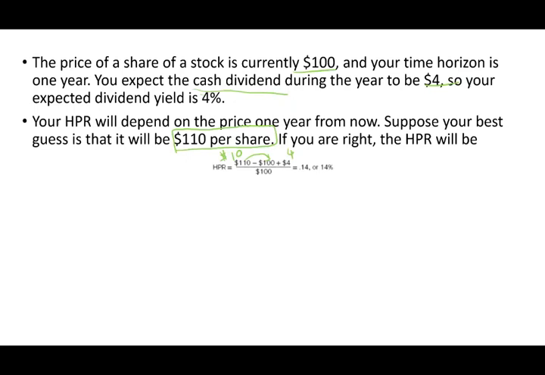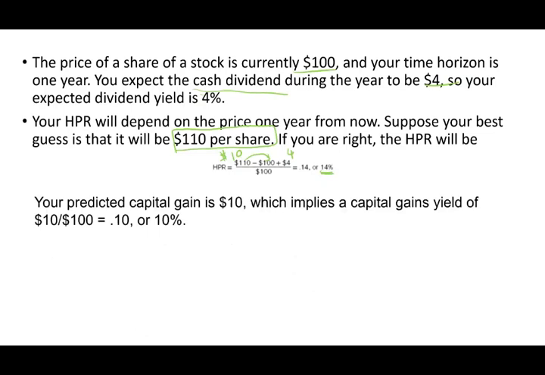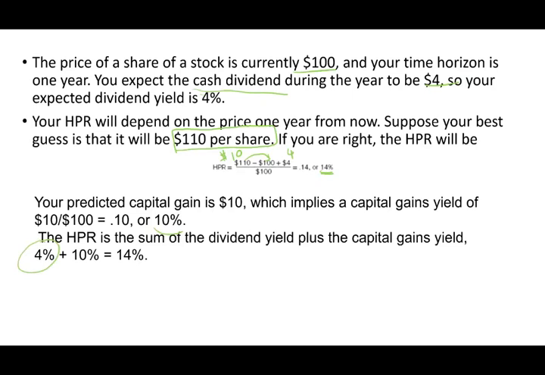In total, you're going to make $14 by investing $100. The total return is 14%. Your dividend yield is 4%, and your capital gain yield is 10%. Together, they'll give you 14%.